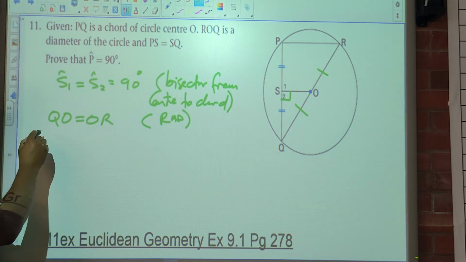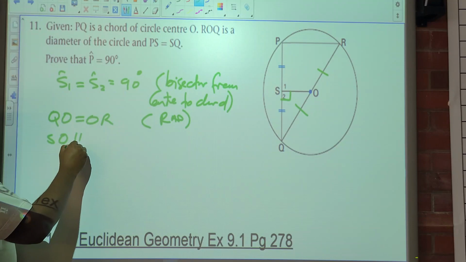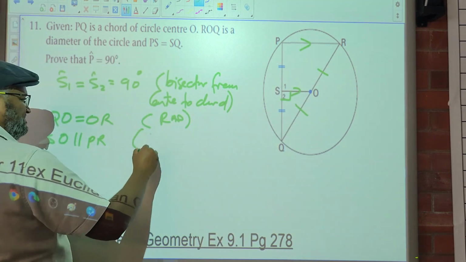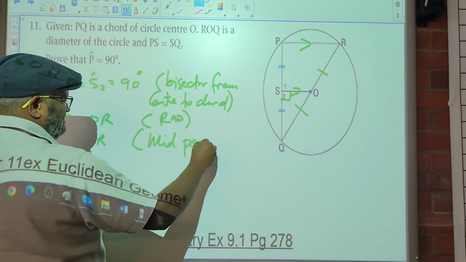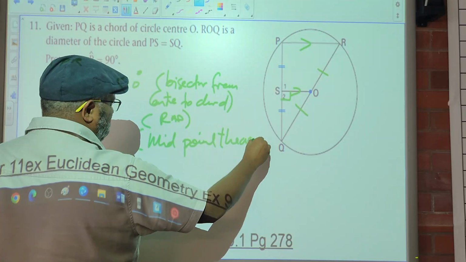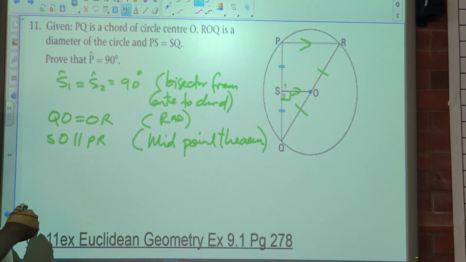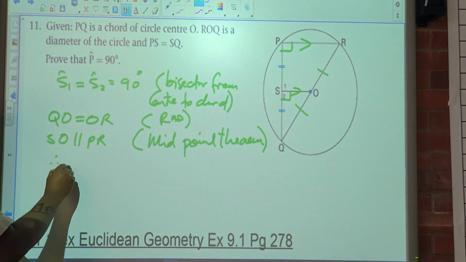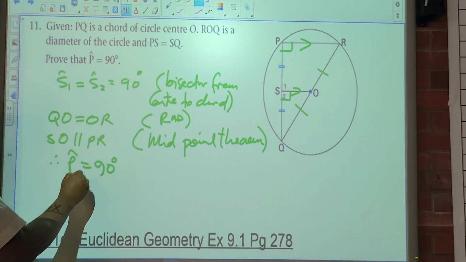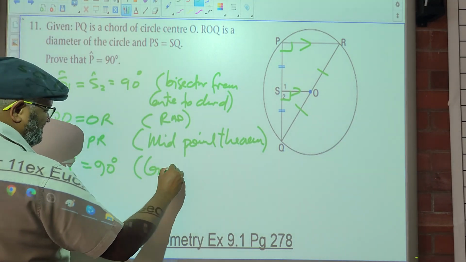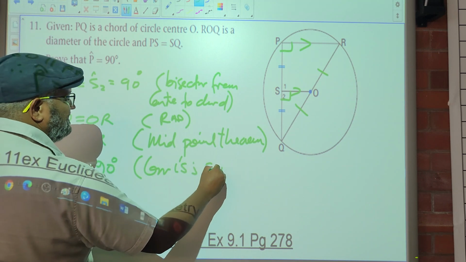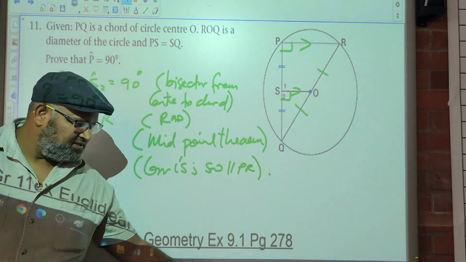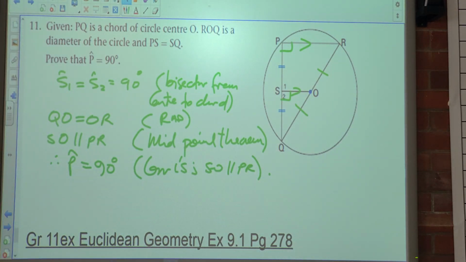Right? Now we can say that SO is parallel to PR. Why? The midpoint here. Midpoint here. Okay. Now, since those lines are parallel, therefore angle P is equal to 90 degrees. Why? Corresponding angles with SO being parallel to PR. Okay. Any confusion at this point? Okay.